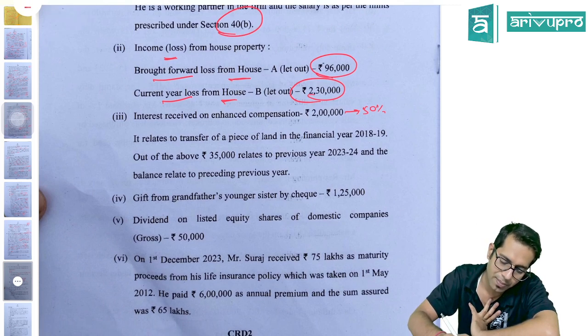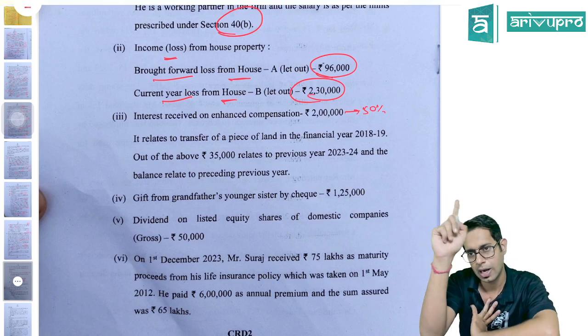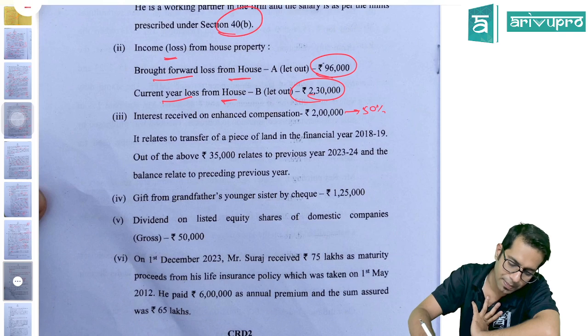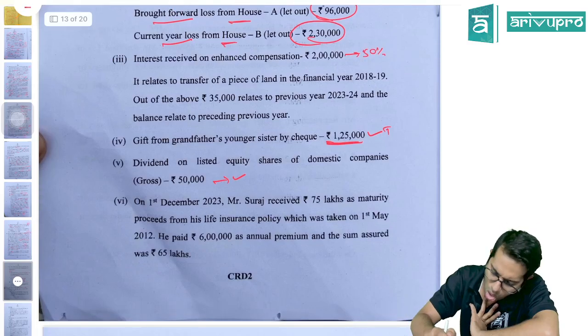He received a gift from his grandfather's younger sister. My grandfather is my relative. Grandfather's younger sister is not my relative, correct? So the gift from her by cheque, anyways, it is taxable. Dividend from a listed company, it is taxable.